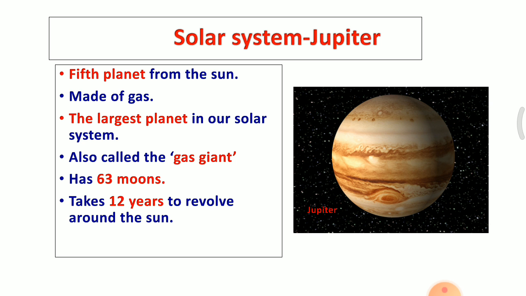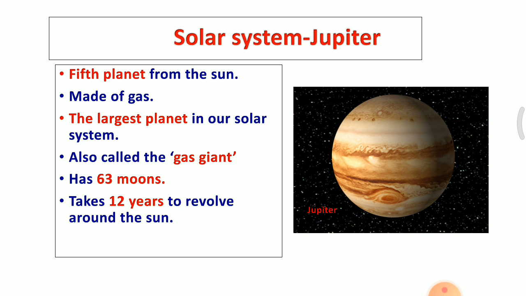The next planet in the solar system is Jupiter, the fifth planet from the sun. It is made up of gas. You know that the sun is also made up of gas. Jupiter is also made up of gas. It is the largest planet in our solar system, and it is also called the gas giant. It has 63 moons. It takes 12 years to revolve around the sun.